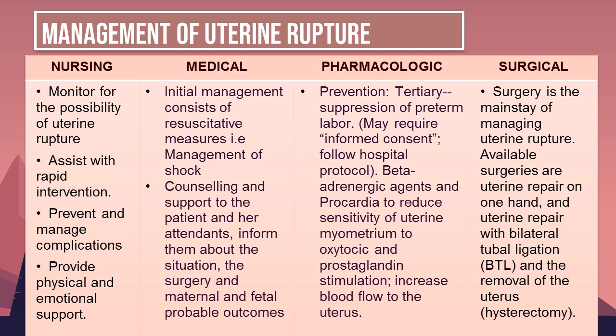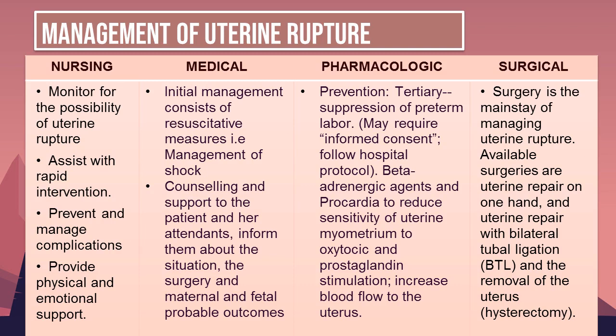Now we are going to discuss the management of uterine rupture. For the nursing management, the nurse has to monitor for the possibility of uterine rupture, assist with rapid intervention, prevent and manage complications, and provide physical and emotional support to the patient. Under the medical management of uterine rupture are the following. Initial management consists of resuscitative measures, that is, management of shock, counseling and support to the patient and her attendants, inform them about the situation, the surgery, and maternal and fetal probable outcomes.